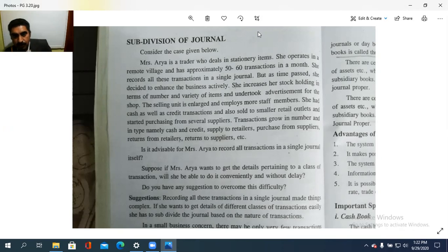Is it advisable for Mrs. Arya to record all the transactions in a single journal itself? Suppose Mrs. Arya wants to get the details pertaining to a class of transaction, will she be able to do it conveniently and without any delay? What is the suggestion with regard to this? So, recording all these transactions in the single journal made things complex.